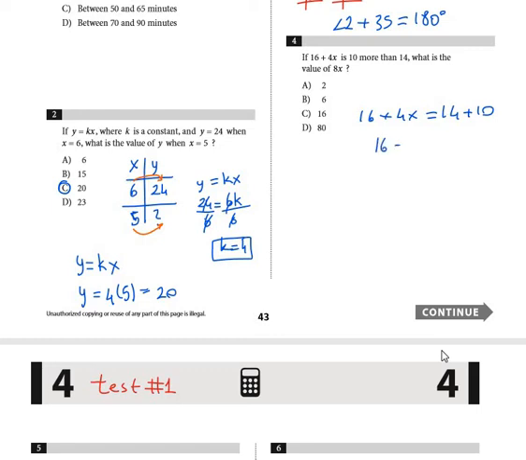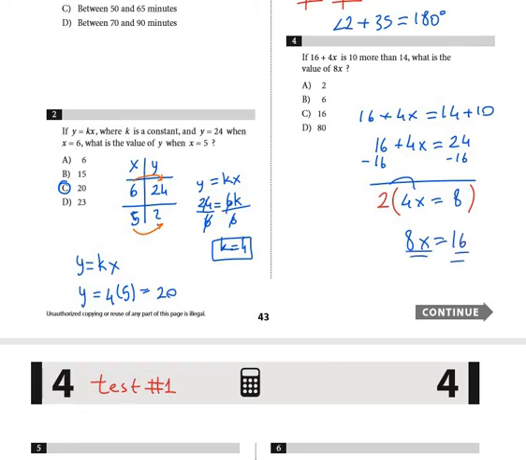So let's simplify. 16 plus 4x is equal to 24. Let's subtract 16 on both sides. So we're going to have 4x is equal to 8. Now we can solve for x and then plug in here, or we can make 8x here. So what makes 8x? If I multiply the whole equation by 2, I'm going to obtain 8x. 2 times 4x is 8x, 2 times 8 is 16. So now we know that 8x is equal to 16.